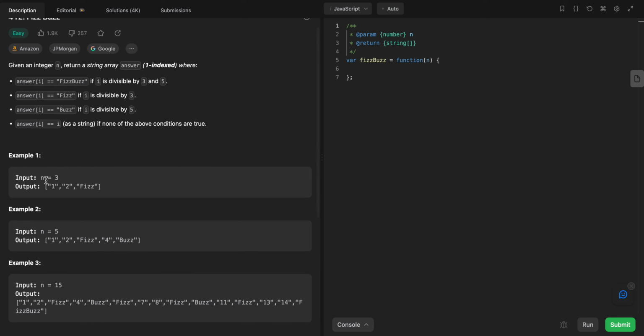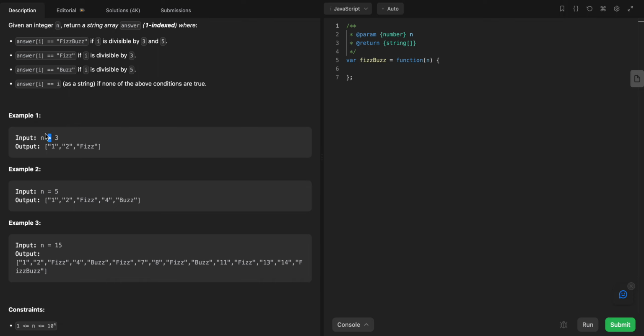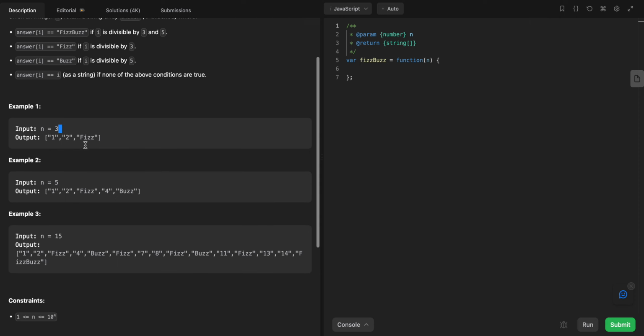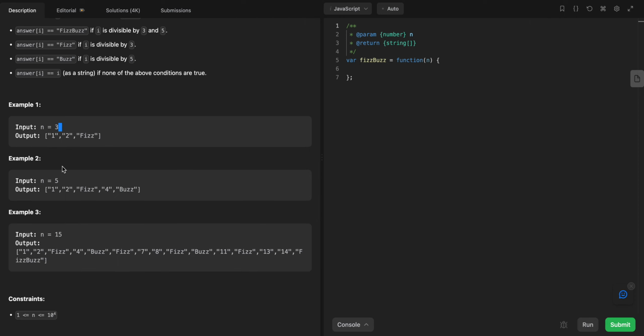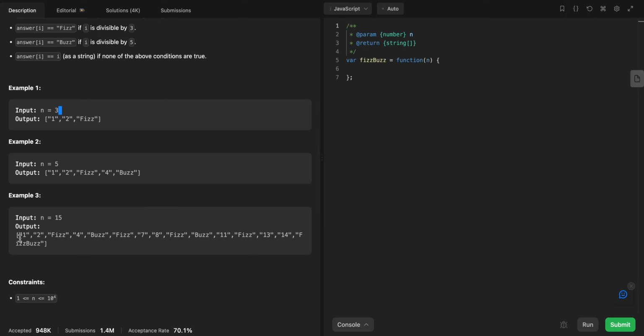So basically we got this integer n. For n equals 3, we have 1, 2, Fizz, because 3 is divisible by 3. For n equals 5, we have 1, 2, Fizz, because 3 is divisible by 3, then 4, then Buzz, because 5 is divisible by 5. And we have the same pattern here, and at 15 we have FizzBuzz at the end.